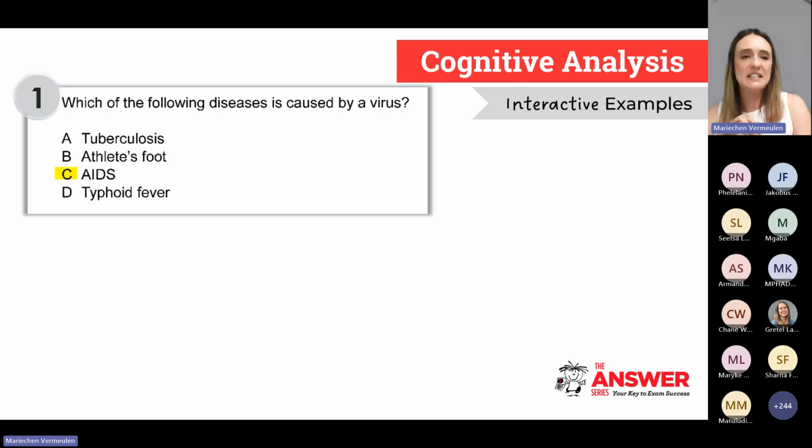Okay, so Adriette is going to post the poll for this multiple choice question number 1. Check your chat, or it's popping up on your screen, and choose, is this a low, middle, or high order question?